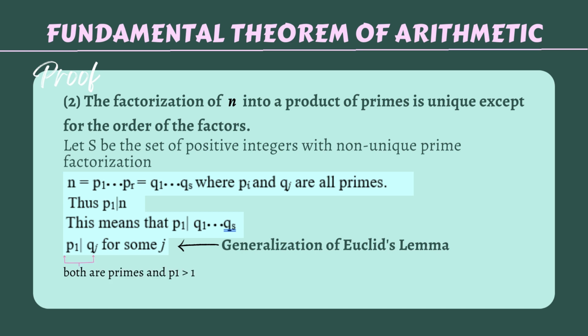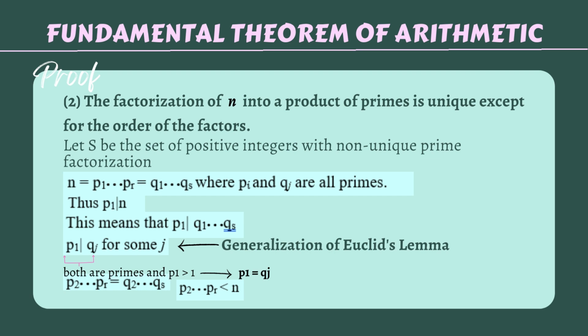It is stated above that p sub i and q sub j are all primes. Remember that 1 is not a prime number, so p sub 1 must be greater than 1, which leads us to the conclusion that p sub 1 and q sub j are equal, meaning to say they are representing the same number. So now we can cancel both sides, leaving us p sub 2 all the way up to p sub r equals q sub 2 all the way up to q sub s. p sub 2 all the way up to p sub r has to be less than n, because p sub 1 has been cancelled now.